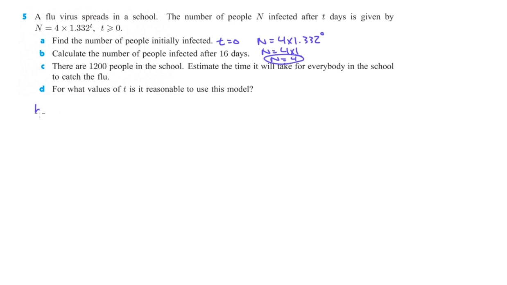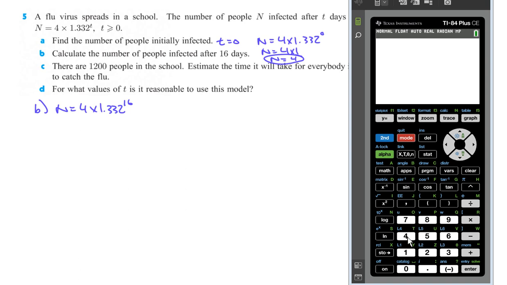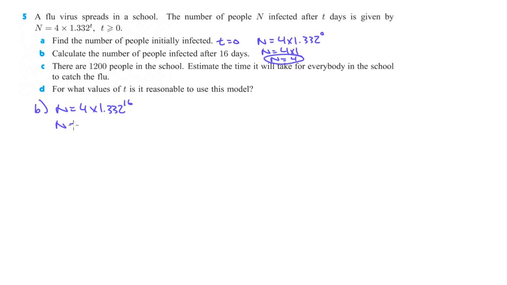Okay? For B, calculate the number of people infected after 16 days. So now this T is going to turn into 16. So N is going to equal 4 times 1.332 to the 16th power. So we get our calculator out here. We've got 4 times 1.332 to the 16th power. So after 16 days, about 393 people would then be infected after 16 days.